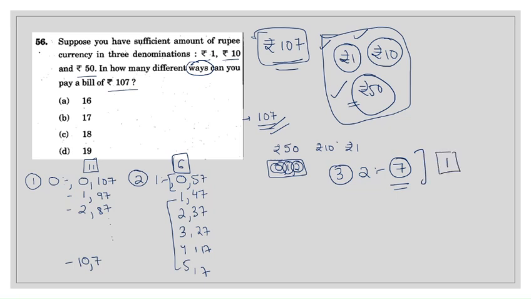So we are just counting the ways of combinations. So the answer will be equal to 11 plus 6 plus 1, which will give us 18. So the answer for this question will be 18, which means that the number of ways to pay a bill of rupees 107 by using rupee 1, rupee 10 and rupee 50 notes or coins will be equal to 18.